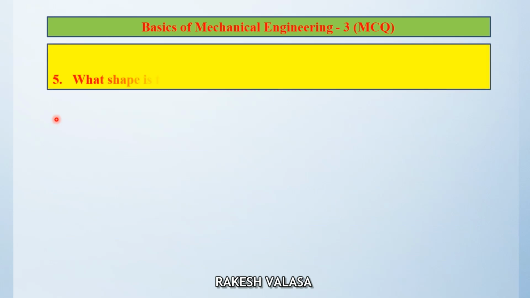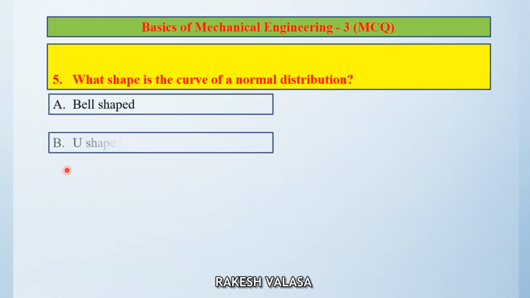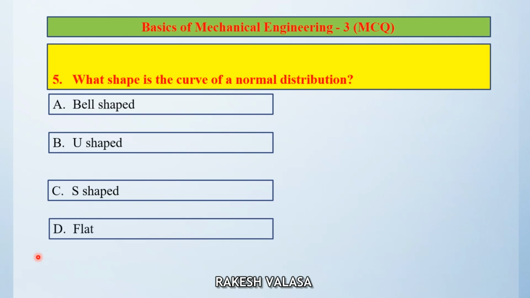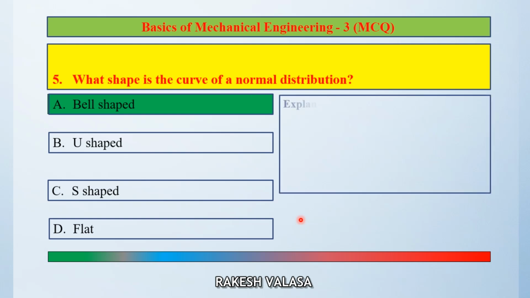Question number 5. What shape is the curve of a normal distribution? Option A bell shaped, option B U shaped, option C S shaped, option D flat. The correct answer is option A bell shaped. Let us see the explanation.